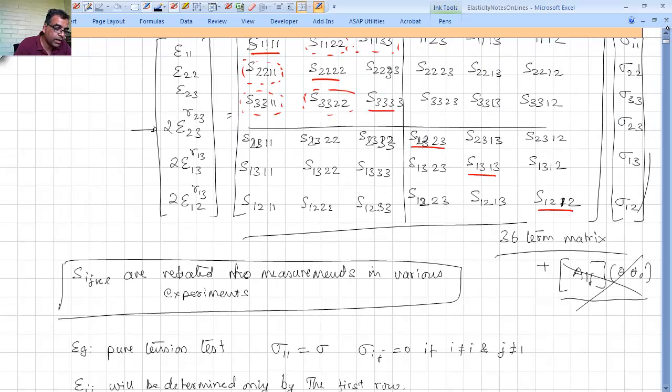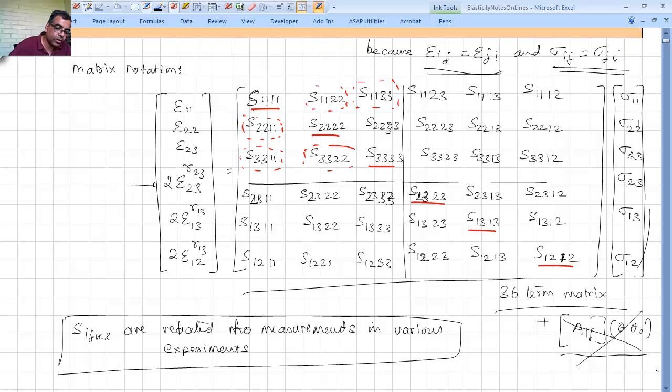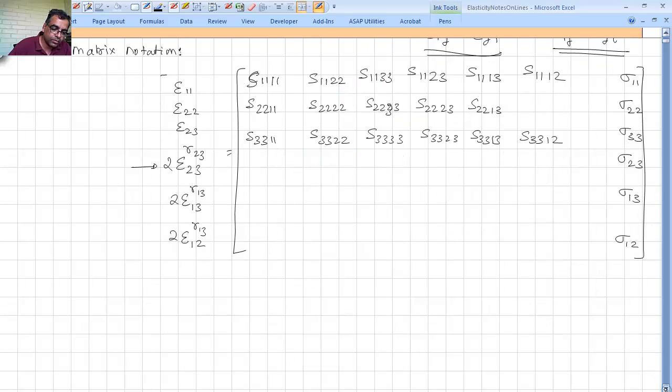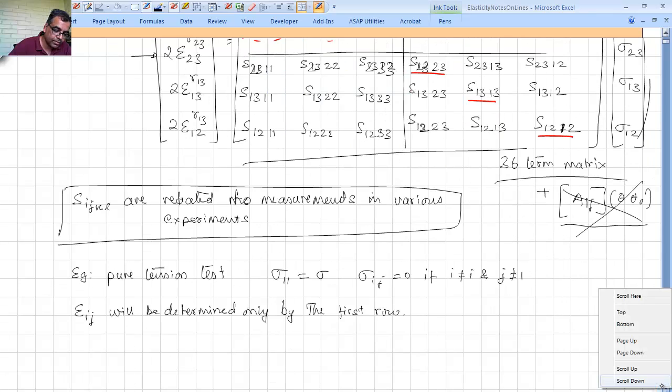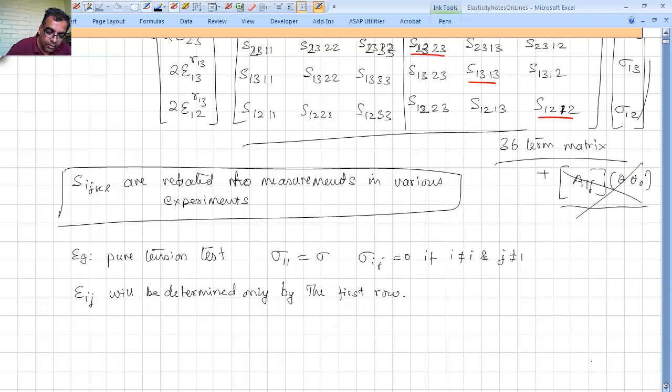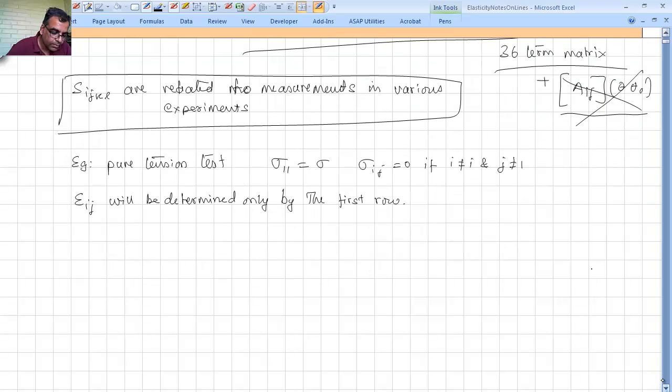So what does it have? What happens? So let us look at epsilon 11. Epsilon 11 is S1111 sigma 11. So notice in this case epsilon 11 will be S1111 sigma 11. That's all. All the others 0. Try it. Just multiply row by column. So if you do row by column, you will see that's what I'll get.